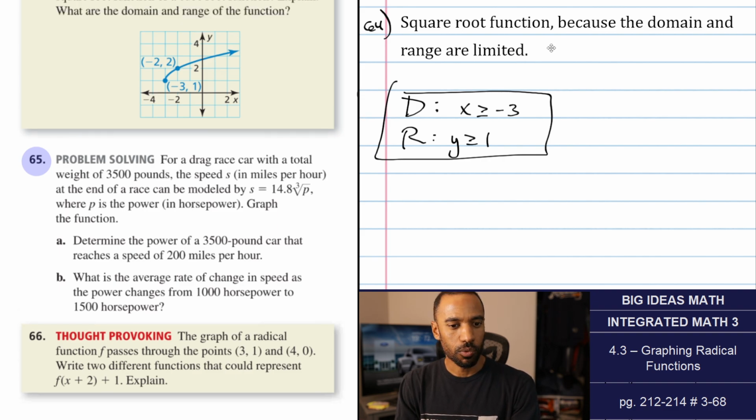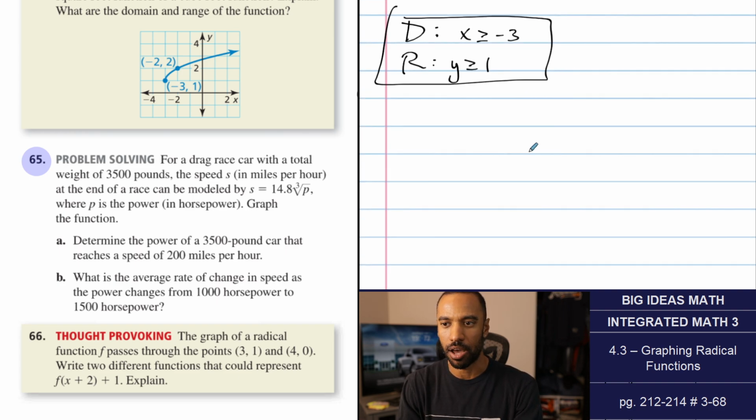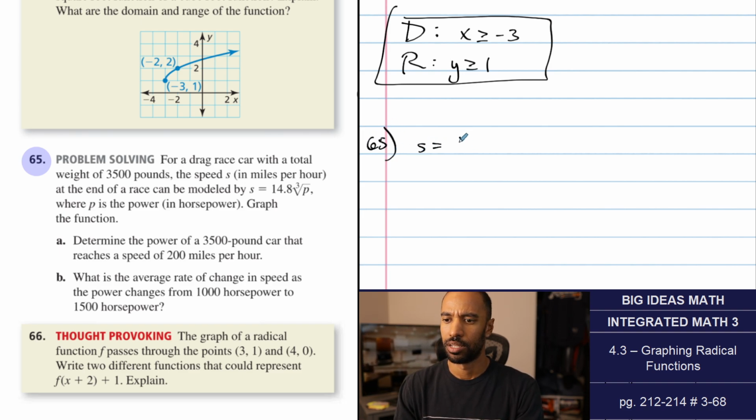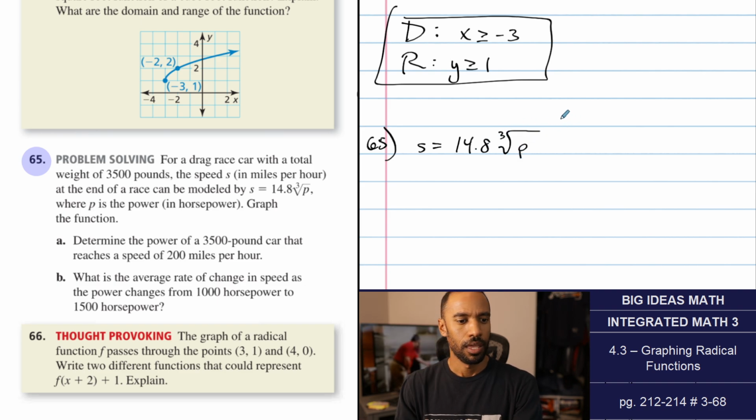For a drag race car with a total weight of 3,500 pounds, the speed s in miles per hour at the end of a race can be modeled by that information. I mean, everyone knows this, right? s equals 14.8 times the cube root of p, where p is the power in horsepower. Graph the function.